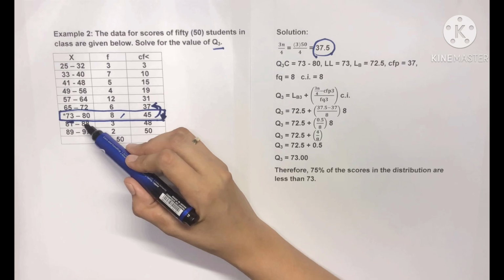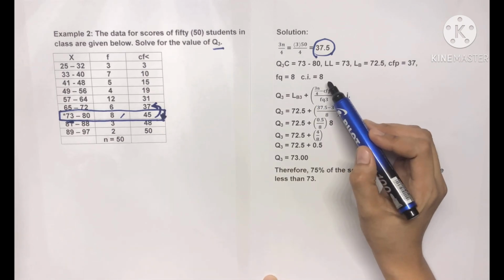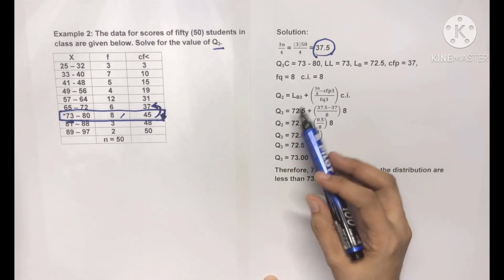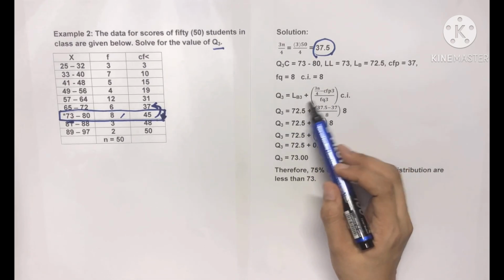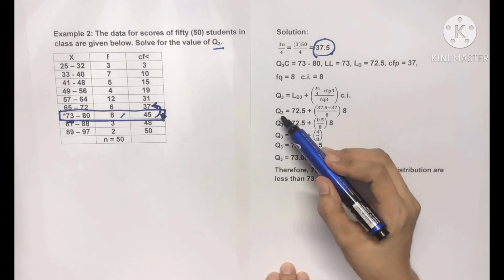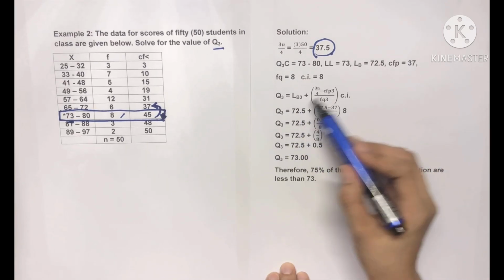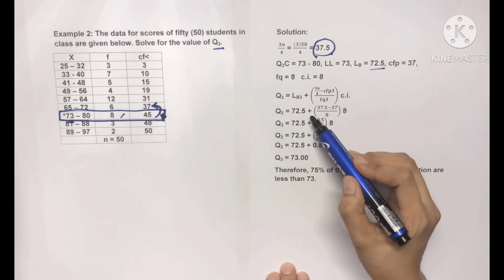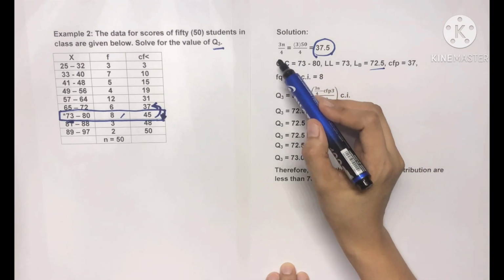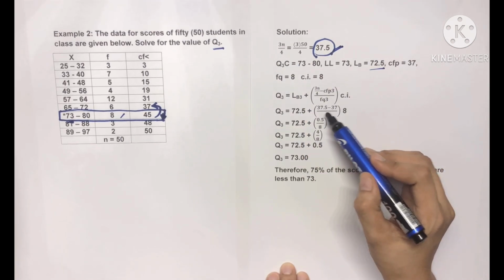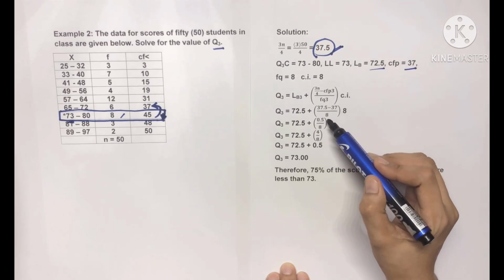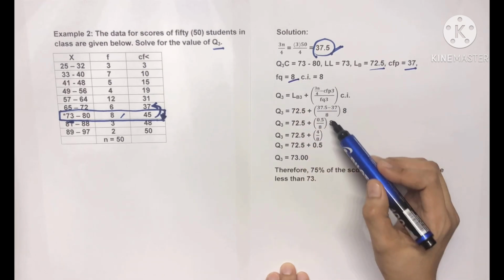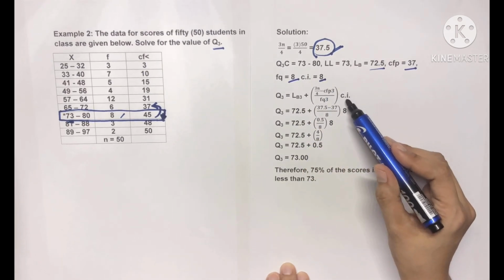73, 74, 75, 76, 77, 78, 79, 80. So our class interval is 8. Let's proceed to our solution. So here's the formula for the third quartile. All we need to do is to substitute. So Q sub 3 is equal to our lower boundary, 72.5, plus our 3n over 4, which is 37.5, minus CFP, which is 37, divided by our frequency, 8, times our CI, which is 8.